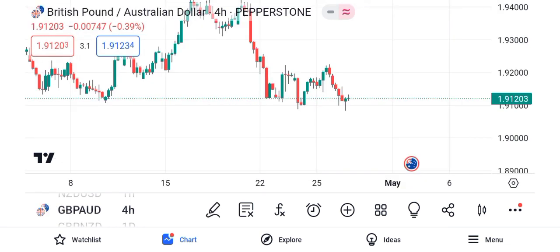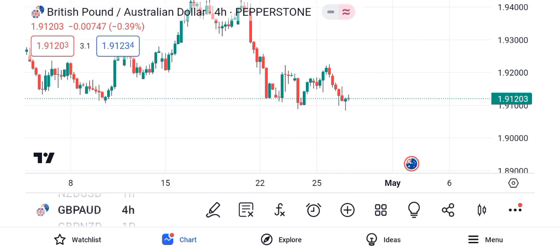Now let's take a look at GBP AUD, that's the Great Britain pound and the Australian dollar. On this pair, what do you think the current trend of the market is? I want you to write it in the comment section. I'm giving you a few seconds to do that now. I believe most of you are done typing it.